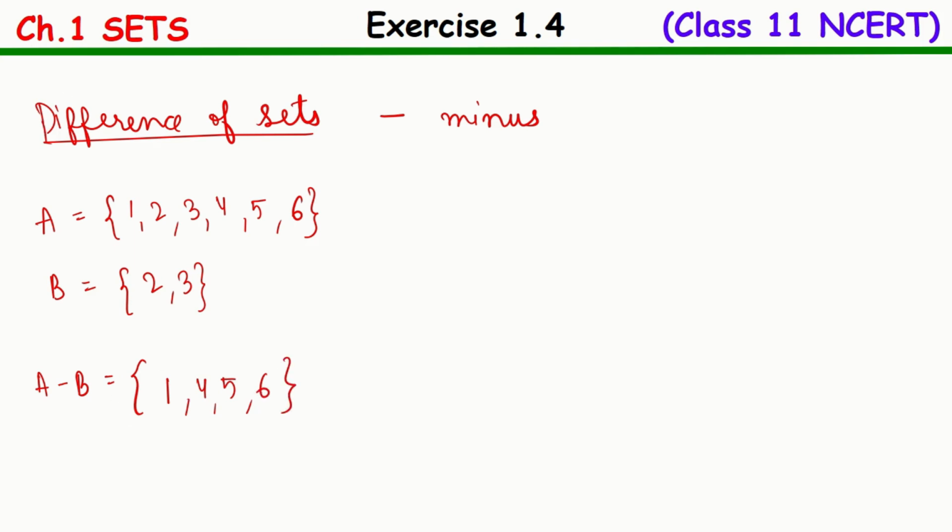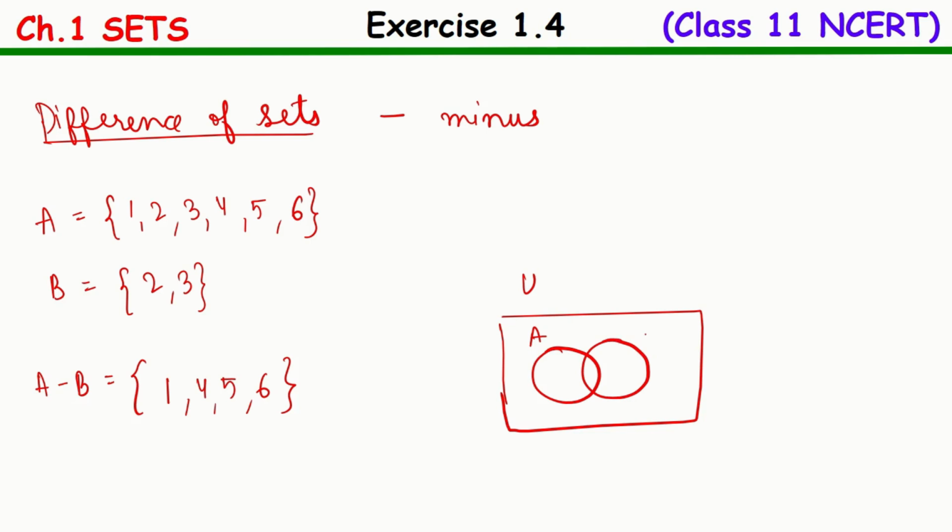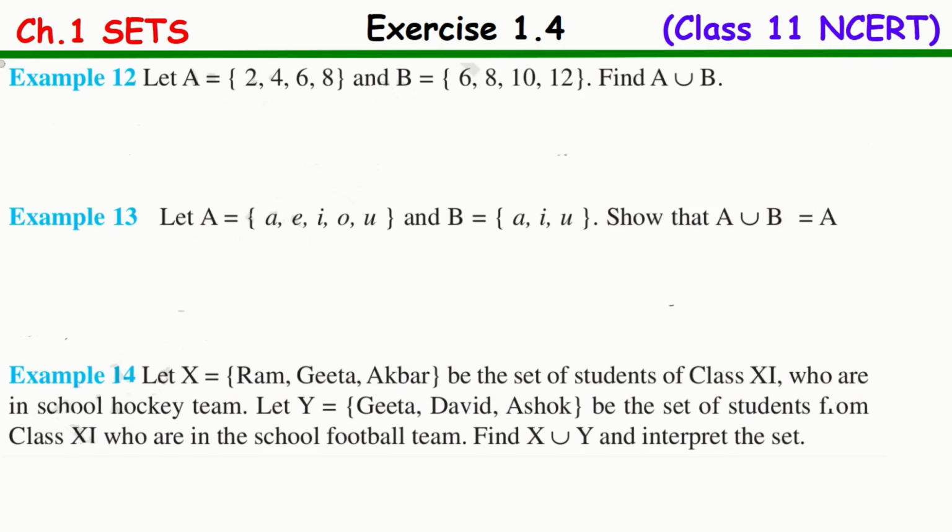So A minus B, if we want to show it through Venn diagram, this is the U set, universal set, and this is A set and this is B set. Okay. So from A you have to minus the B, you have to remove B. So what will we be left with? We will be left with only this part, and this is A minus B. Also one more, A minus B is not equal to B minus A. Okay. So we are done with the basics.